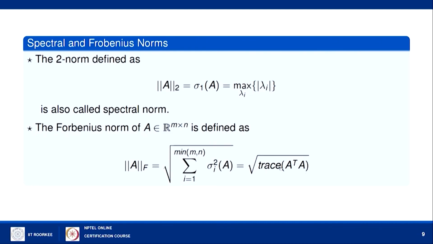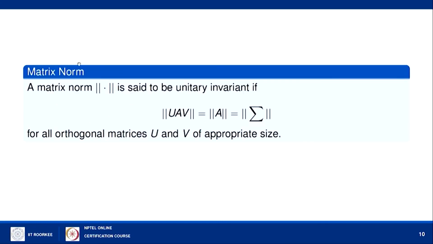So, these are different norms which we define over a matrix, and all these norms have their own importance, as we will see later. A matrix norm is said to be unitarily invariant if the norm of UAV equals the norm of A, and that is the norm of sigma in the singular value decomposition of A, for all orthogonal matrices U and V of appropriate size. Appropriate size means where this product is defined.